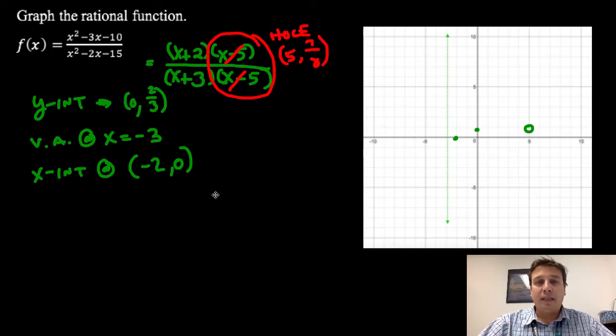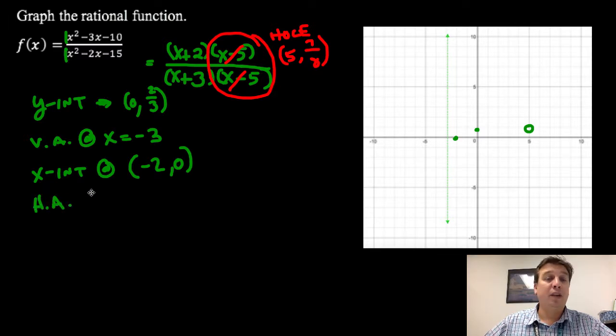Now we have to go through and figure out what the horizontal asymptote would be. If I look at this, I've got that the numerator and denominator are of the same degree. My leading coefficient in both of these is actually 1. So again, just like the last example, because they are the same degree, our horizontal asymptote is located at y equals 1.